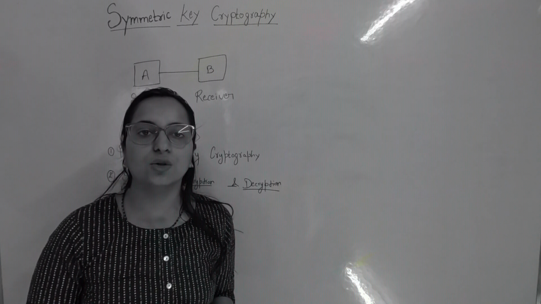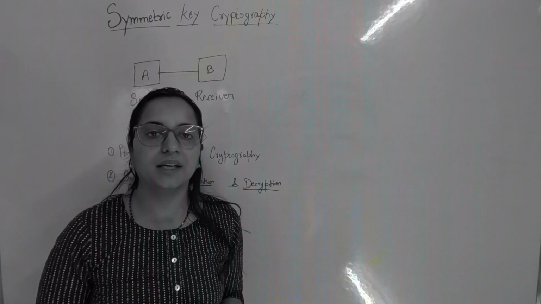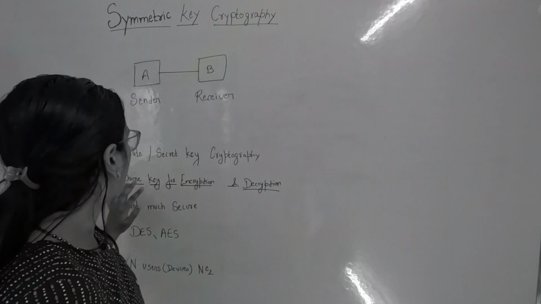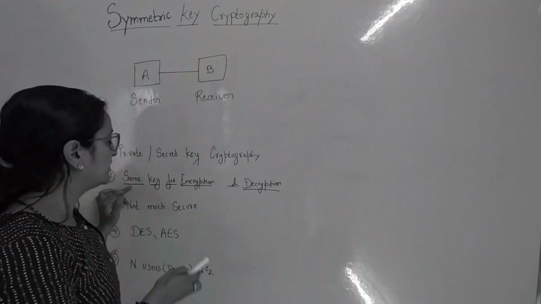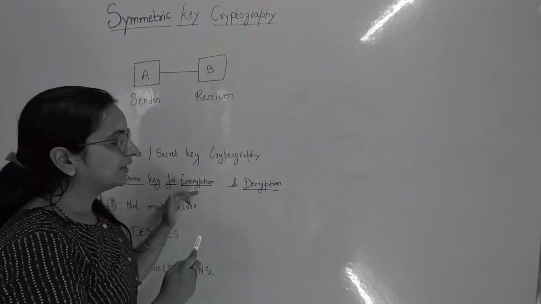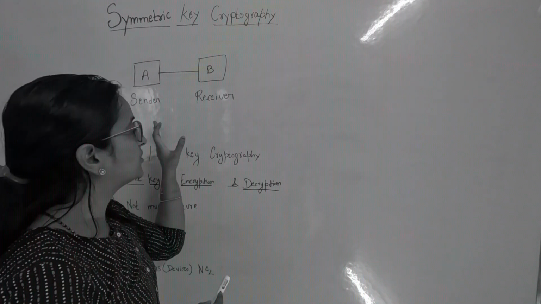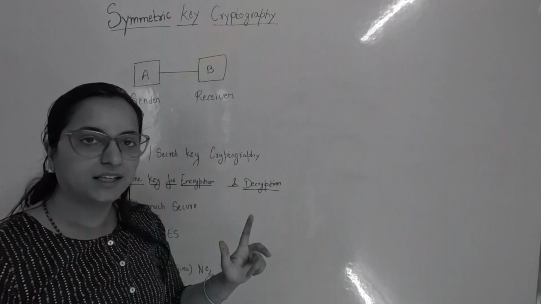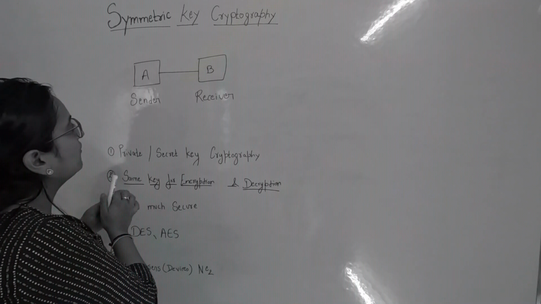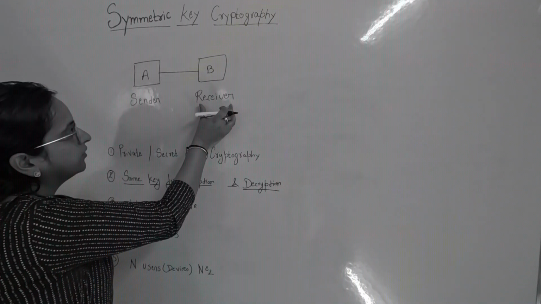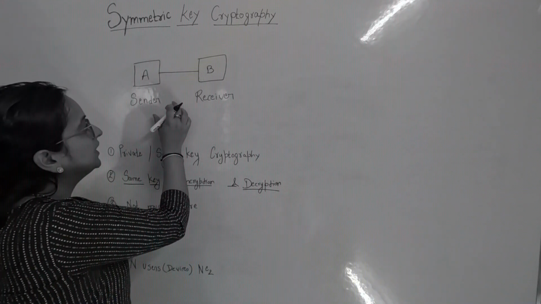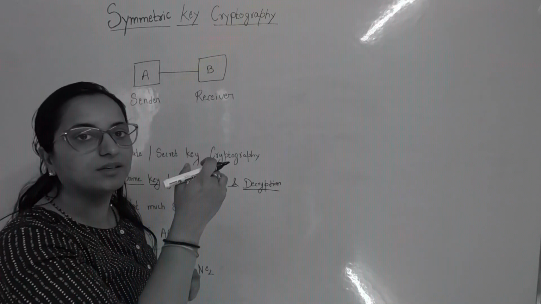Everyone, in today's video we will discuss symmetric key cryptography. The main point about symmetric key cryptography is that the same key is used for encryption and decryption. For both encryption and decryption, only one key is used. Let us suppose we have A and B. A is a sender and wants to send a message to the receiver B.